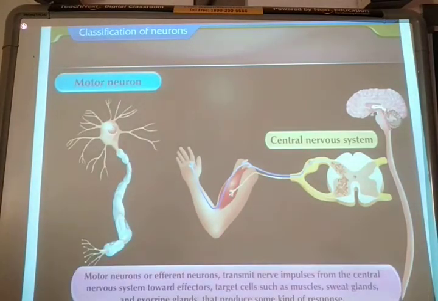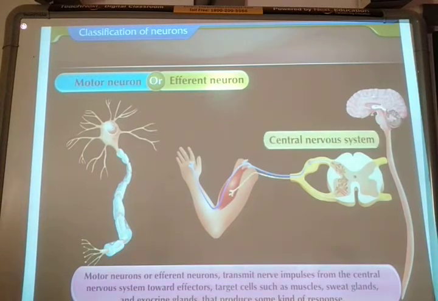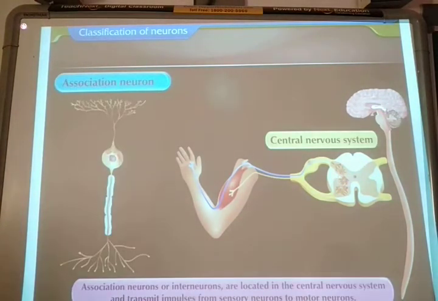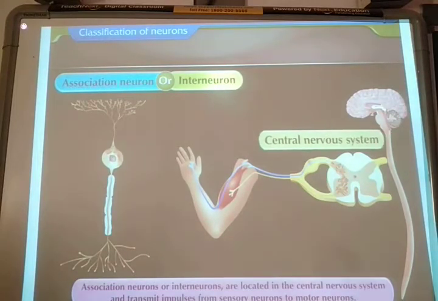Motor neurons, or efferent neurons, transmit nerve impulses from the central nervous system towards effectors, target cells such as muscles, sweat glands, and exocrine glands that produce some kind of response. Association neurons, or interneurons, are located in the central nervous system and transmit impulses from sensory neurons to motor neurons.